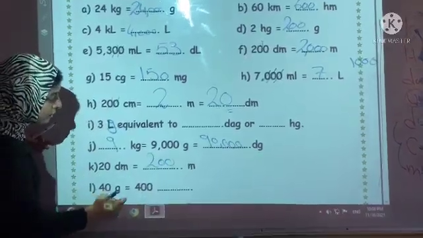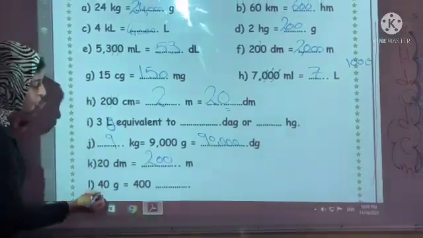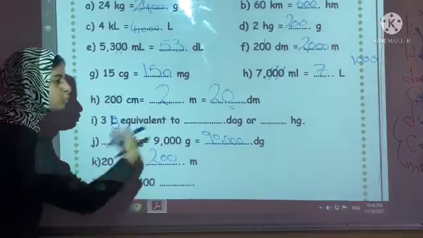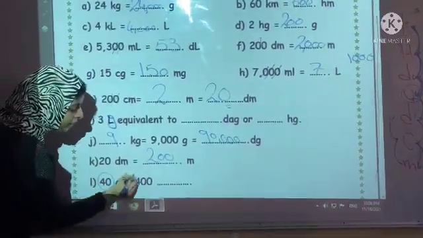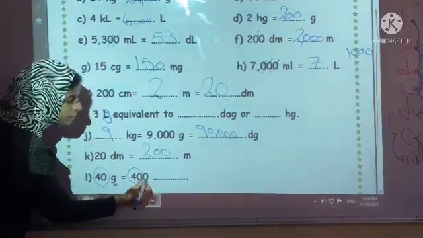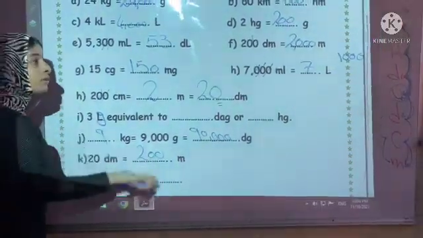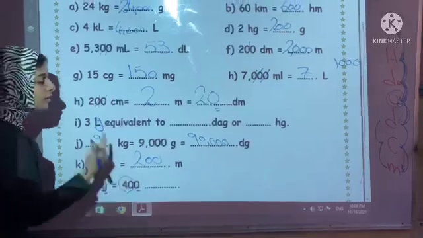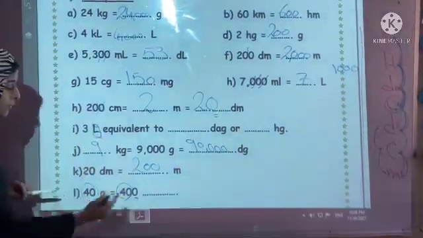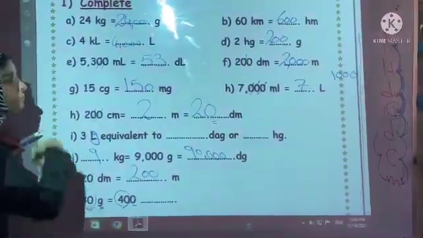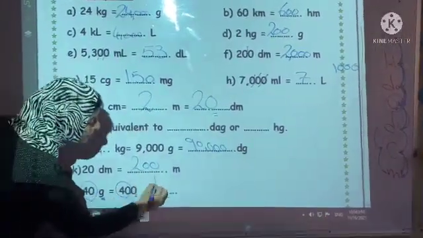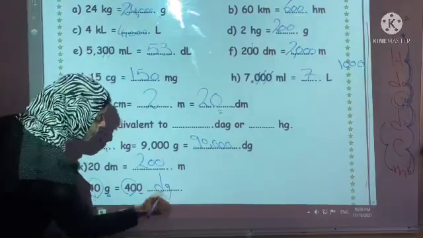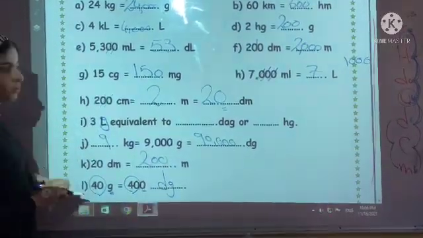And here 40 gram equal 400. Here Junior 4, from gram, I will move to which unit? Here I have 40, and I add another 0. When I add 0, that means I make it times 10, and 1 zero means I go one step. So what is the step after gram, after the unit? I have deci. So 40 grams equal 400 decigrams. Okay?